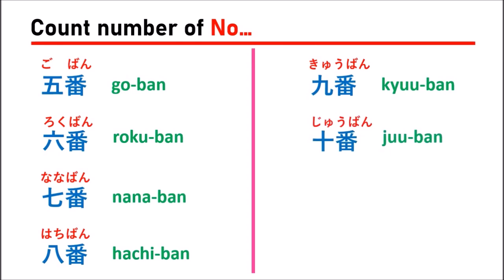juban. And when you want to make a question, you can say Nan Ban, or you can say it in the polite form by using Nan Ban desu ka, which means how many.